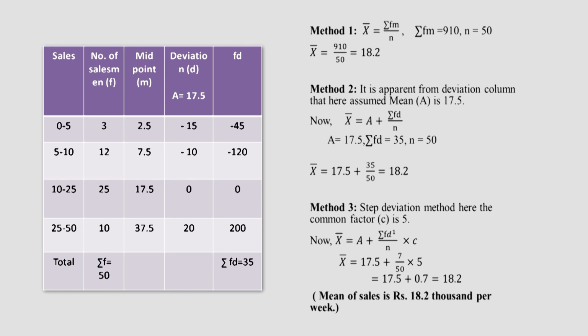So now as in the case of discrete series, the formula would be x bar or mean is equal to assumed mean plus summation FD upon n. In this case the assumed mean is 17.5 plus summation FD is 35, total number of observations, that is n, is equal to 50, and you get the answer 18.2. So earlier also, with the direct method you got the answer 18.2, and with this also you get the answer 18.2. So this was the shortcut method.